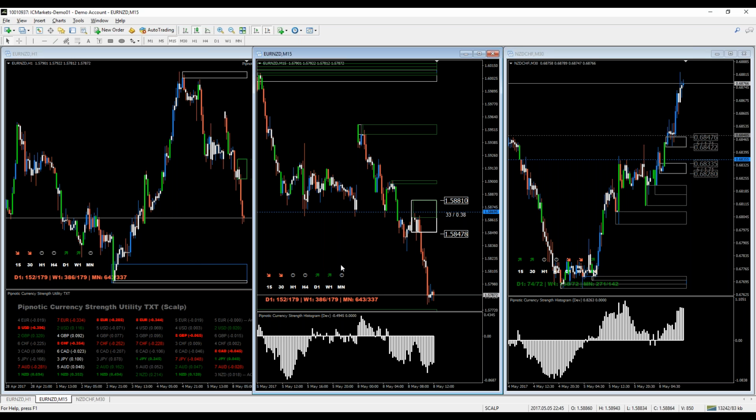So this is good because you know that we are selling in line with the greater period strength, and we are going to be selling at supply, and on the Kiwi franc, we are going to be buying at demand. So this is really, really nice. I like this very much.